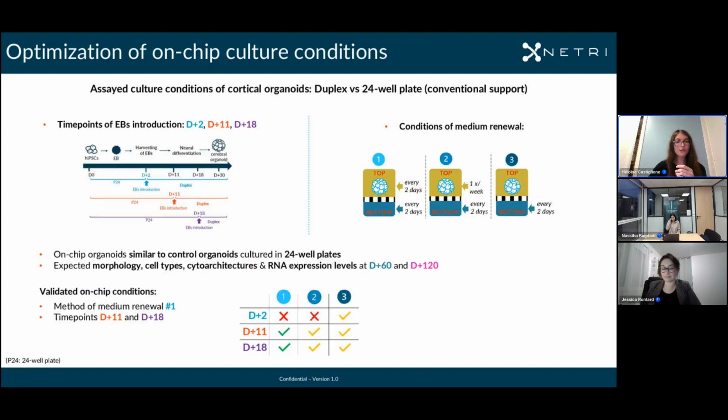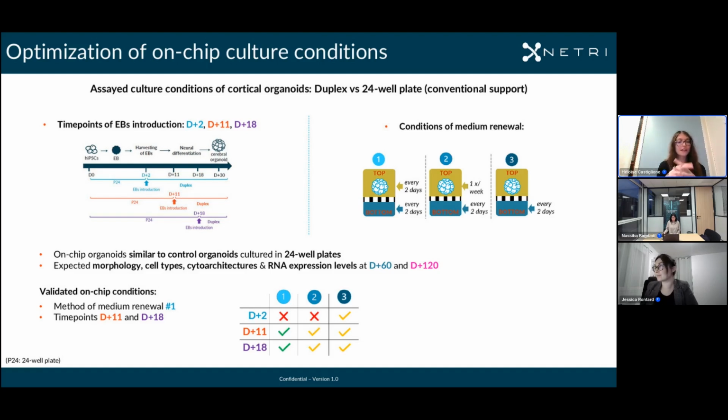And so the first cultures demonstrated that the on-chip organoids were similar to control organoids cultured in 24 well plates, the conventional culture support, and that they displayed the expected morphology, cell types, cytoarchitectures, and RNA expression levels after 60 and 120 days, so after 2 and 4 months of culture.